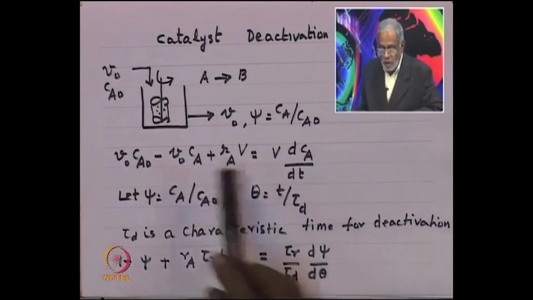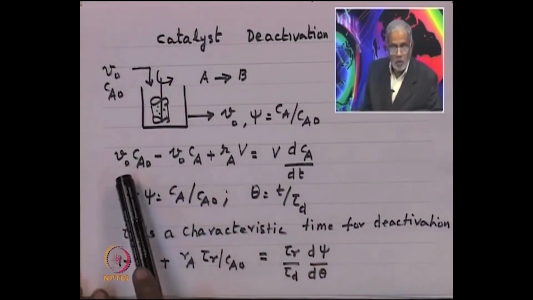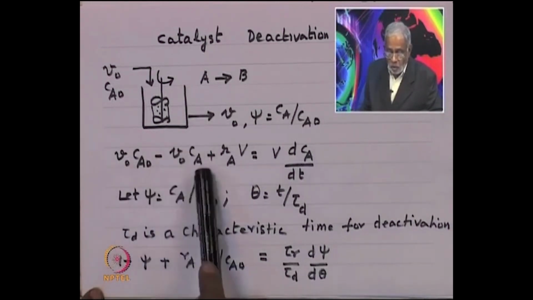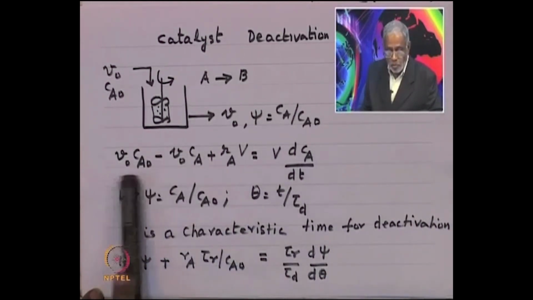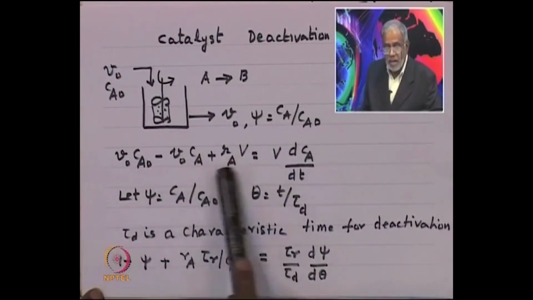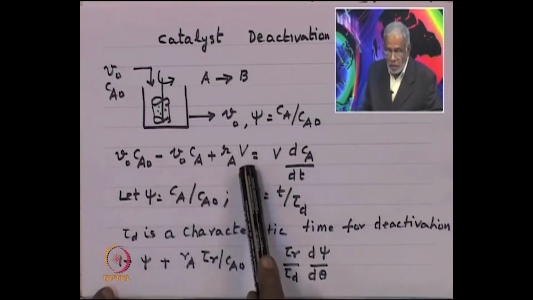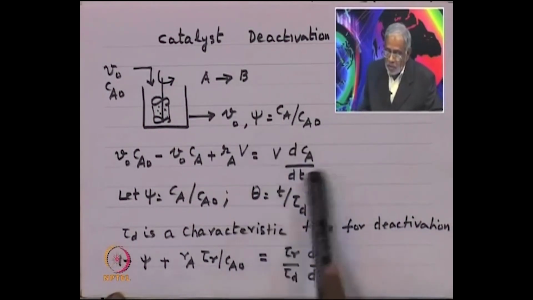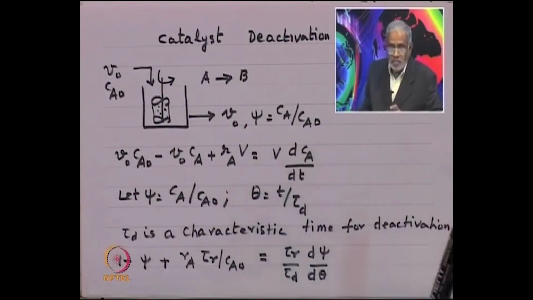So, to be able to do this, I have written down the material balance. V naught C A naught is the input, so many moles per time, and so many moles per time are going out. This is the rate at which chemical reaction is occurring, where R A is the rate function and V is the volume of the equipment. In this case, this volume refers to the volume of the catalyst, and this is the accumulation term, which is V times d by dt of C A.